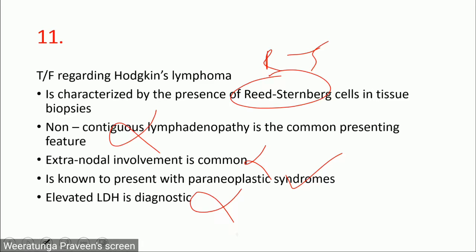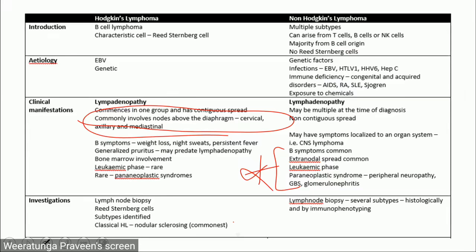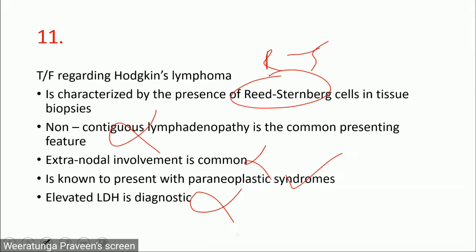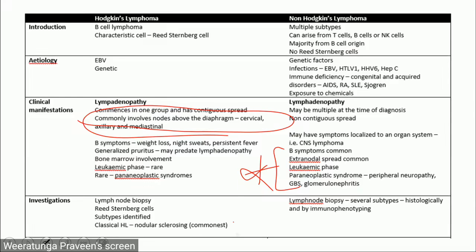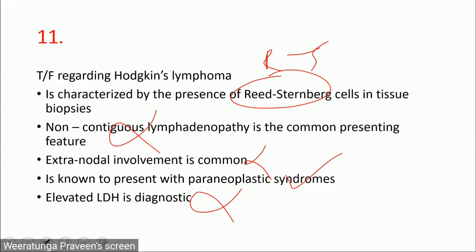Right? The diagnostic test for a lymphoma has to be histopathology. Right? That is the gold standard. You have to do a histopathology, and the pathologist will tell you the diagnosis. Right? You can't diagnose it with blood tests. Right? It is a histopathological diagnosis. Right? Any questions? Have a look at the table and compare Hodgkin's and non-Hodgkin's in this table. Any questions on question number 11?